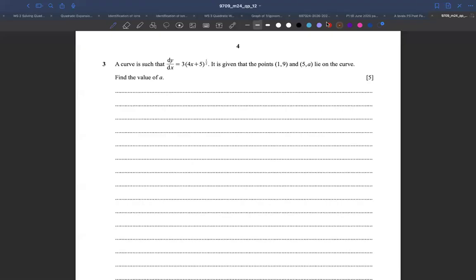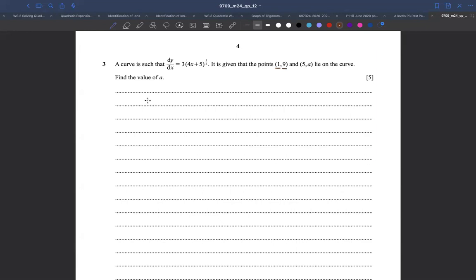Okay. The curve is such that dy/dx is this. It is given that the points lie on the curve. Find the value of a. So now what I will do is first find the equation of the curve, because this is the x and y coordinate and I have dy/dx over here. So, integrating both the sides.